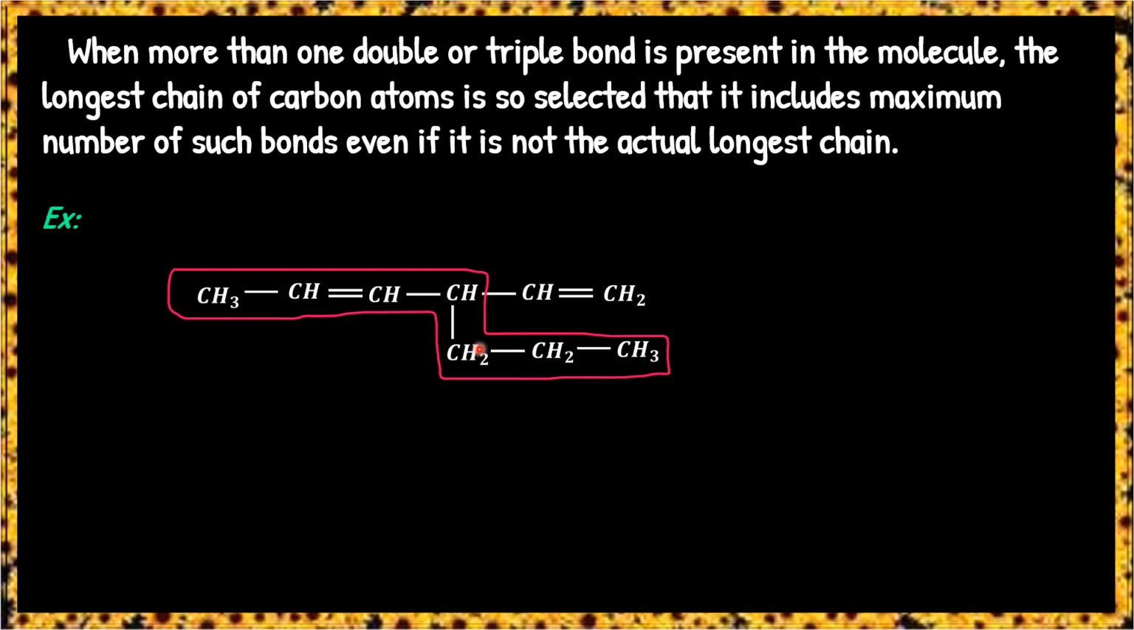But in this case, this is the wrong selection. Why? Because it includes only one double bond. Instead, if I select this as the longest chain of carbon atoms, isn't it? Then it includes 2 double bonds. That means the selection of the longest chain should include the maximum number of double or triple bonds. So this one is the correct selection of the parent chain, and this one is the wrong selection.